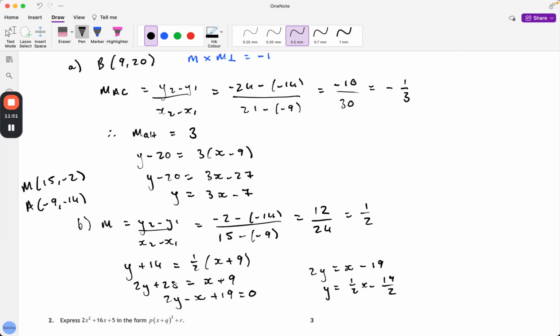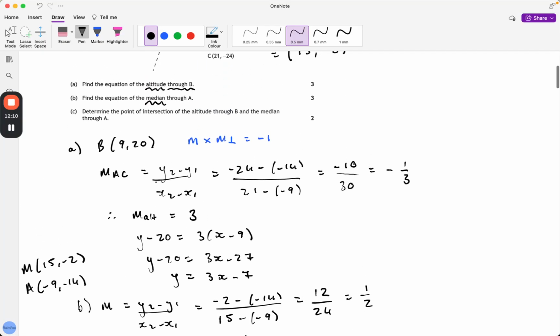So it doesn't matter which way you write it, as long as you're getting the right numbers, then you're generally good to go. They're just equivalents of one another, so they've just been rearranged slightly differently. Generally speaking though, if you've got a fraction for your gradient, it's quite nice just to times everything by that denominator to get rid of your fraction, and then you can rearrange as desired.